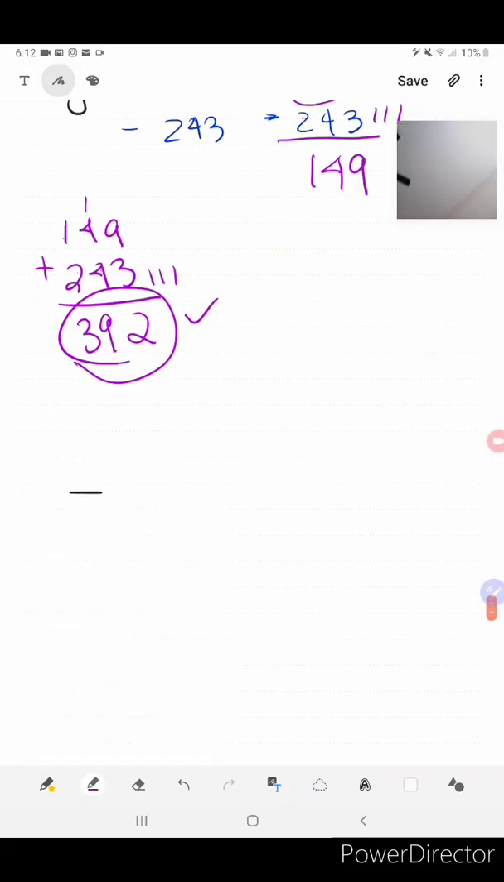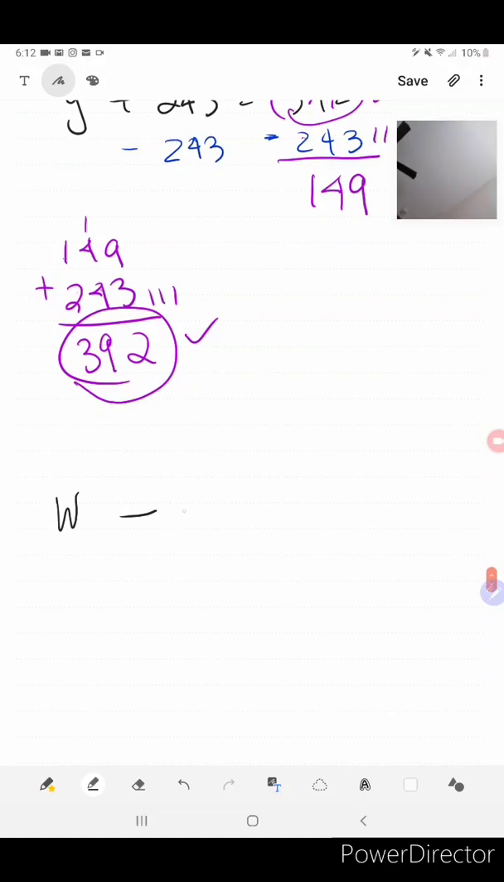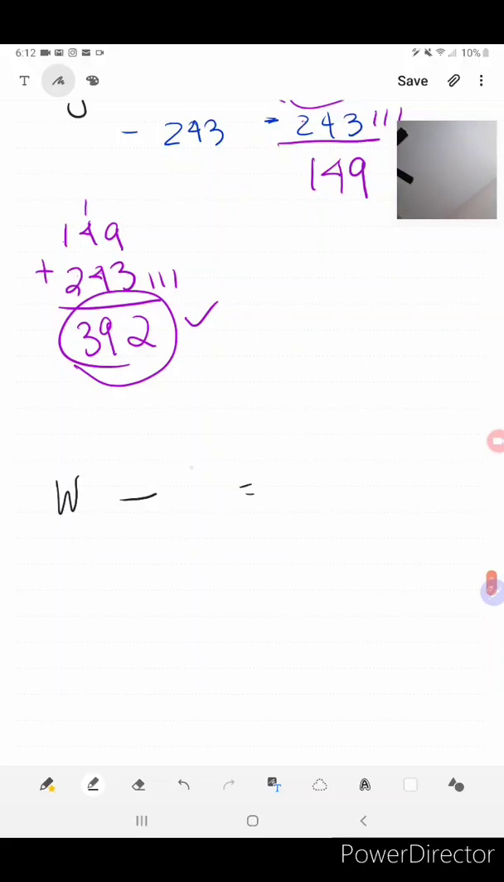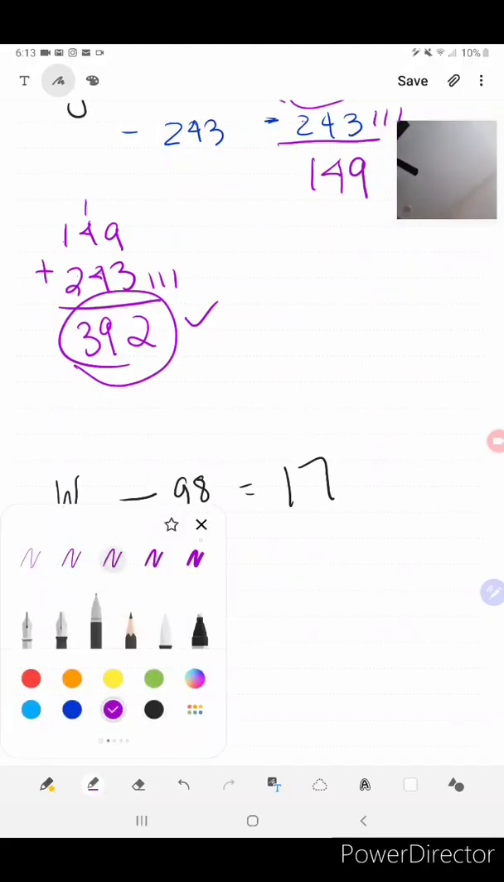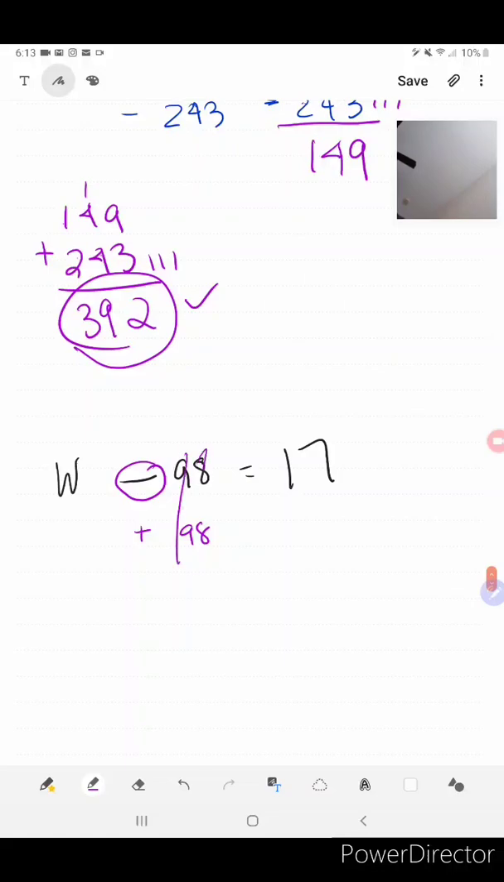Let's do W minus 98 equals, let's say, 17. So W minus 98 equals 17. We're going to do the opposite of the sign because this is on the wrong side, which is plus 98. This cancels, plus 98 on the other side.